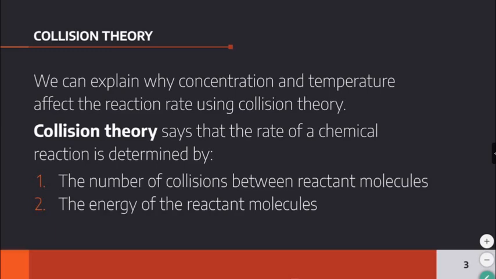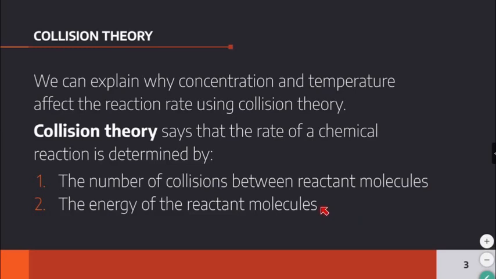So basically, collision theory says that the rate of a chemical reaction is determined by two things. Number one, the number of collisions between reactant molecules. If we have two molecules that are going to react with each other, they have to run into each other. They have to collide with one another in order to react. They can't react unless they hit. So that's our first principle.